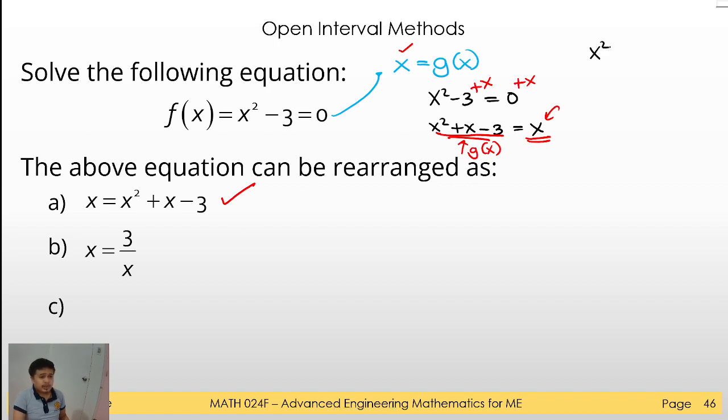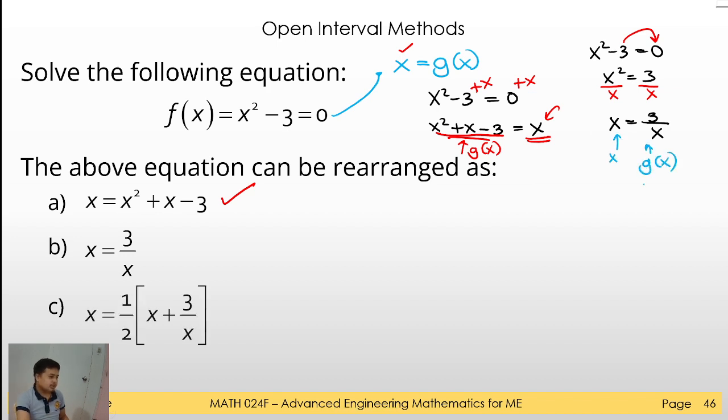So we have here x squared minus 3 is equal to 0. And what we can do is transpose this 3 to the other side, and then divide this by x. So we have x is equal to 3 over x. Yeah. So this is another way of representing our x and our g of x.